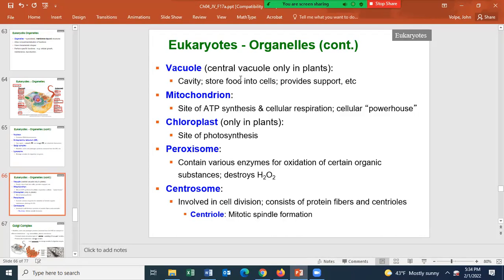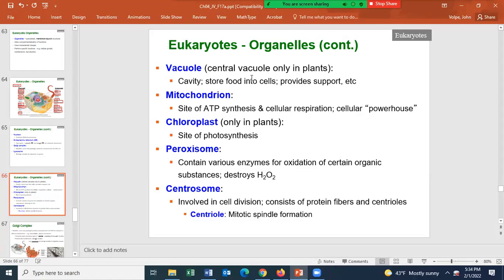It's usually larger than half of the cell, and it's the largest organelle in the cell. For an animal cell, the largest organelle is usually the nucleus. So animal cells do not have a central vacuole, but they do have vacuoles. Plant cells, on the other hand, have a central vacuole, and then they have vacuoles too.